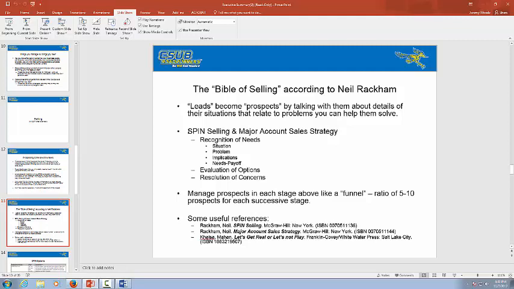So there's going to be a ratio of about 5 to 10 prospects for each successive stage. So if you want to have 10 people considering investing in your business, you're going to need 50 to 100 people that are thinking about making an investment in some business. And you're going to need 500 to 1,000 people that you've talked to that have money to invest.